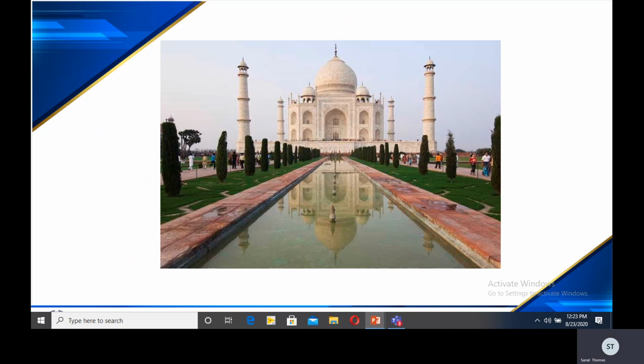So by looking at this particular monument, we are able to find out that this is a picture of Taj Mahal and it is situated in Agra, and it was built by Mughal Emperor Shah Jahan in memory of his wife about 500 years ago, and it is made up of white marble. So this much information we are getting by studying about this monument.